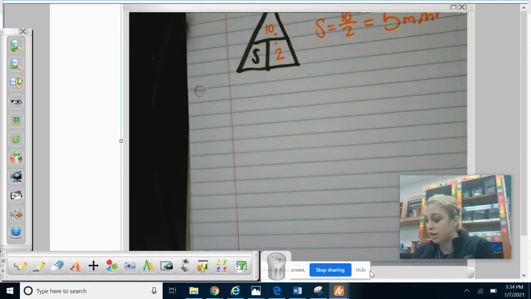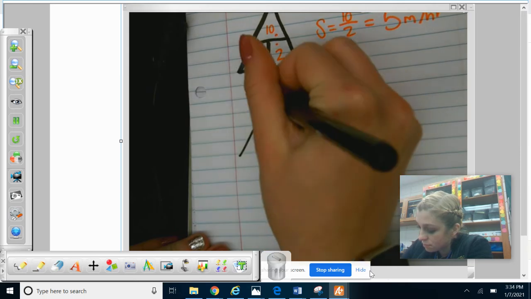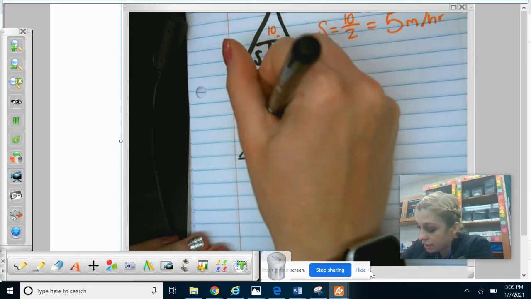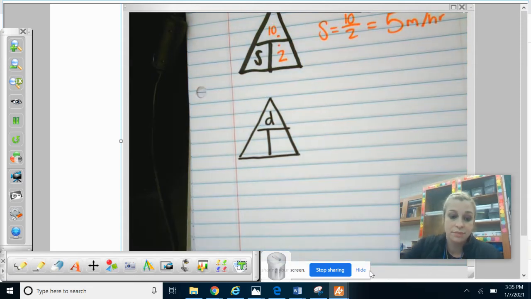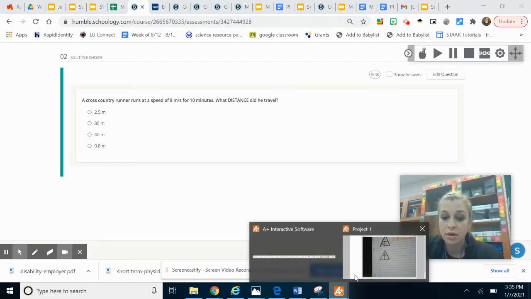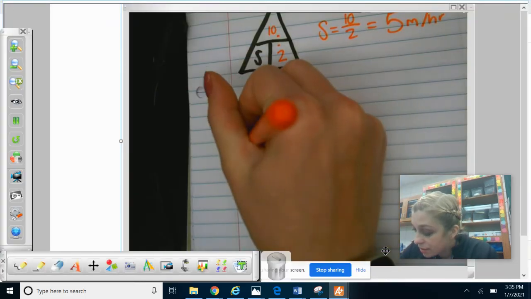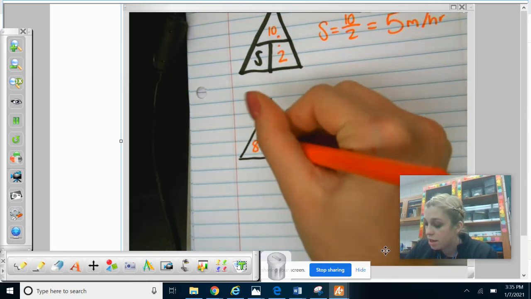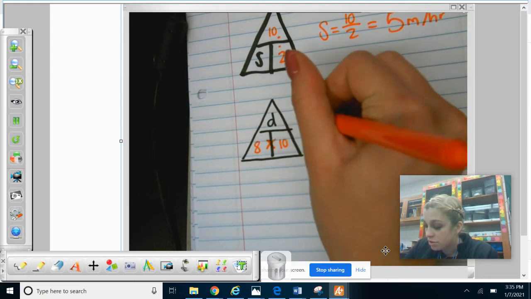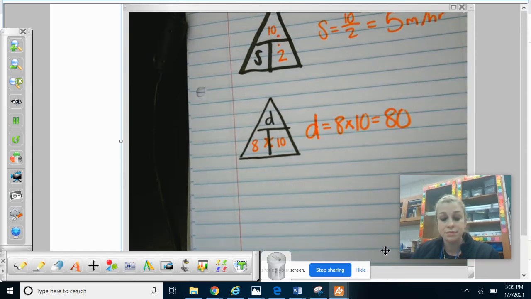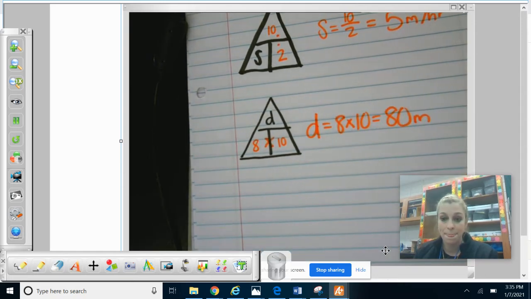So I'm drawing a new triangle for this problem. And this time I'm filling in D because we're looking for distance. He ran at a speed of 8 meters per second for 10 minutes. Since those two numbers are side by side, I'm going to multiply. So I'm going to get the distance by doing 8 times 10 equals 80. Easy peasy. Let's look at number 3.